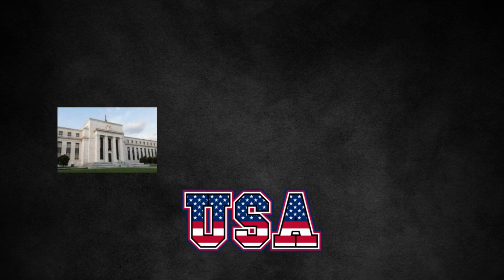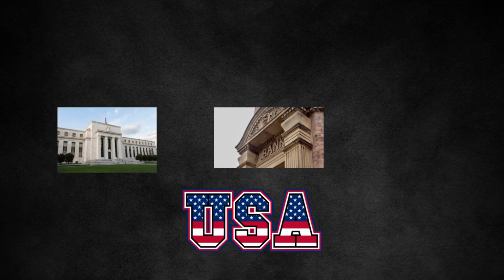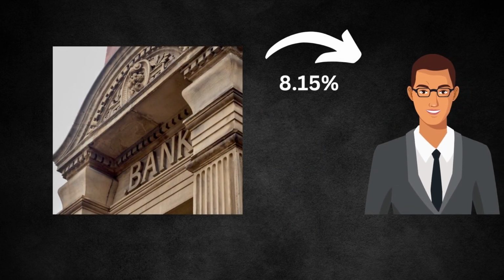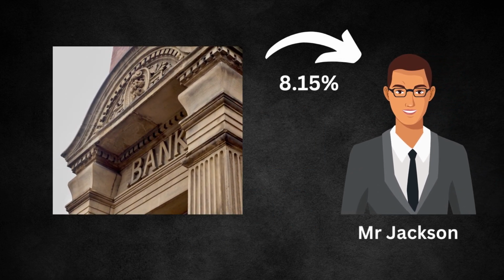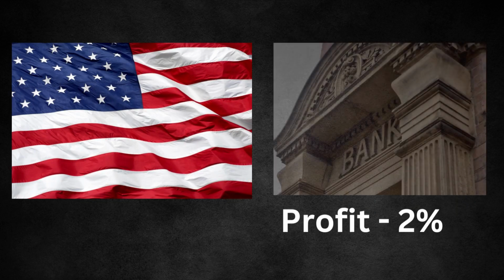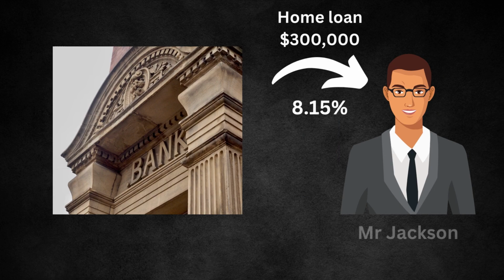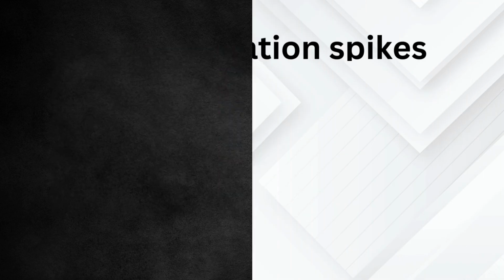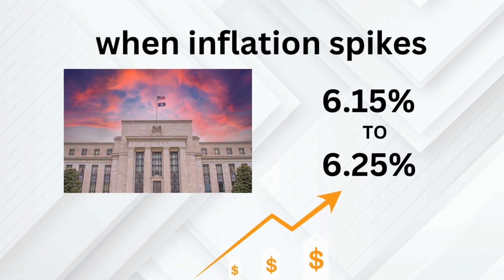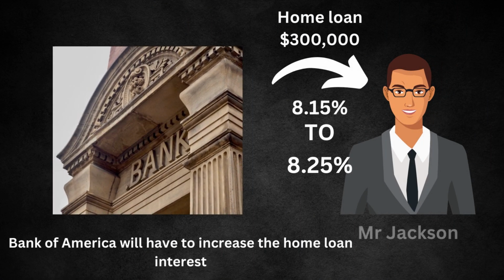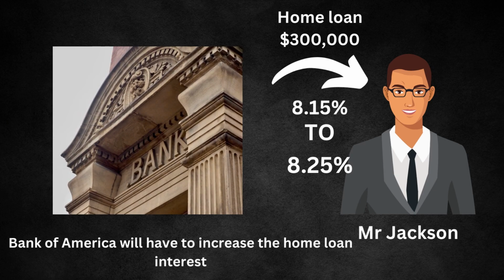In the U.S., the Federal Reserve lends money to the Bank of America, which then lends money to people like you. Bank of America will lend this money to a Mr. Jackson at 8.15% interest and make a 2% profit. So let's say Bank of America gave a loan of $300,000 to Mr. Jackson at 8.15% interest. Now, when inflation spikes, the Federal Reserve raises the interest rate from 6.15 to 6.25%.